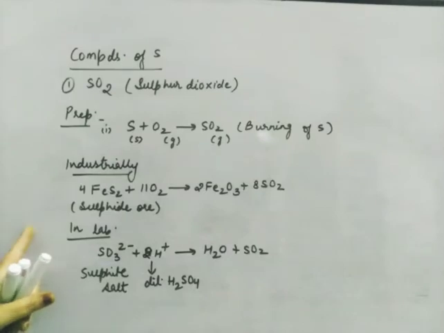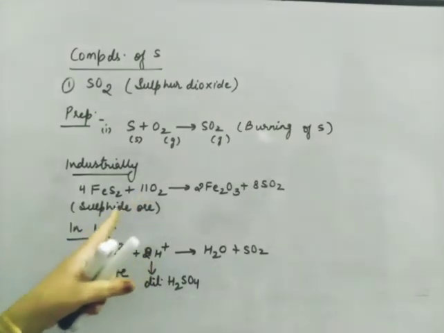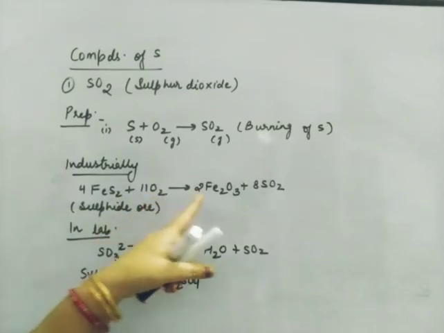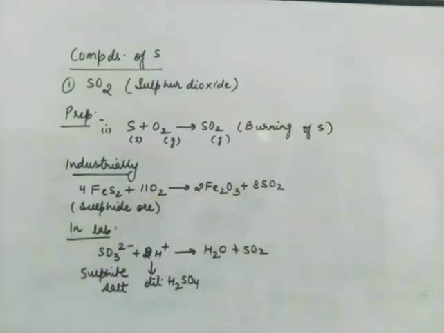Industrially, it is prepared on a large scale by combustion of sulfide ore. So this is iron sulfide. It is burnt, we get iron oxide plus sulfur dioxide gas, and in the laboratory we do this by adding dilute H2SO4 to a sulfide salt. So whatever salt is containing sulfide ion is treated with dilute H2SO4. As a result of this, sulfur dioxide gas is evolved.